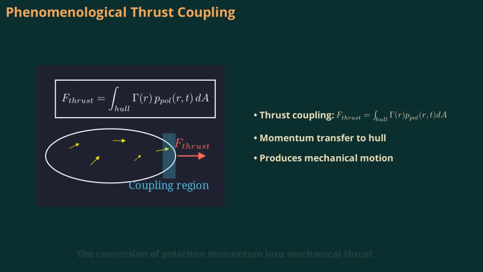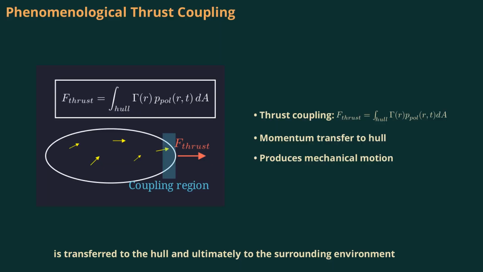The conversion of polariton momentum into mechanical thrust is described by the phenomenological thrust coupling term. This term encodes how the internal momentum of the polariton fields is transferred to the hull and ultimately to the surrounding environment, producing motion. Understanding and optimizing this coupling is key to achieving high-performance propulsion.